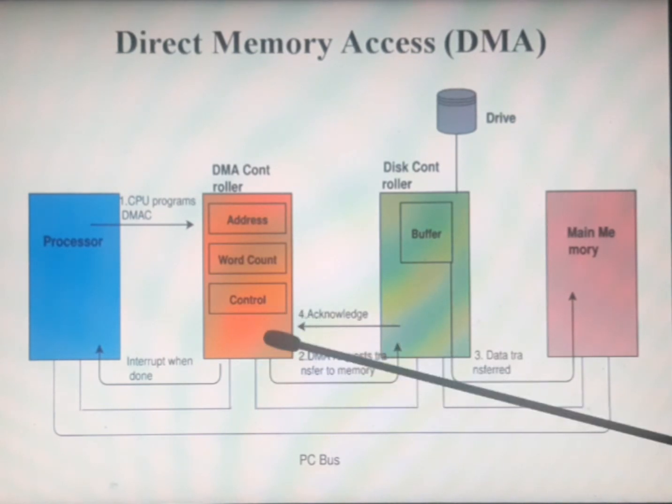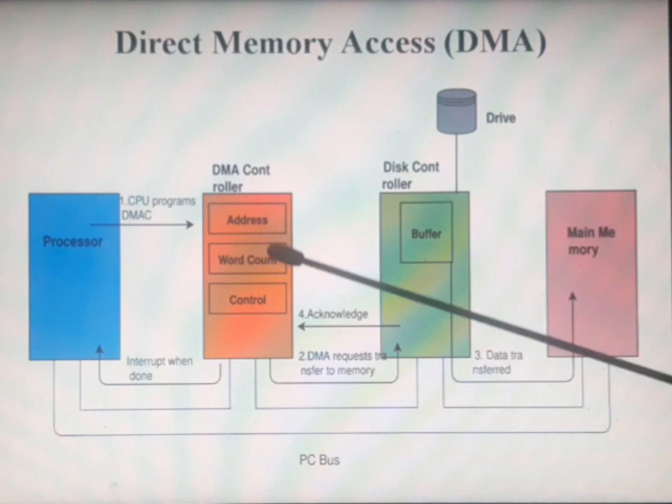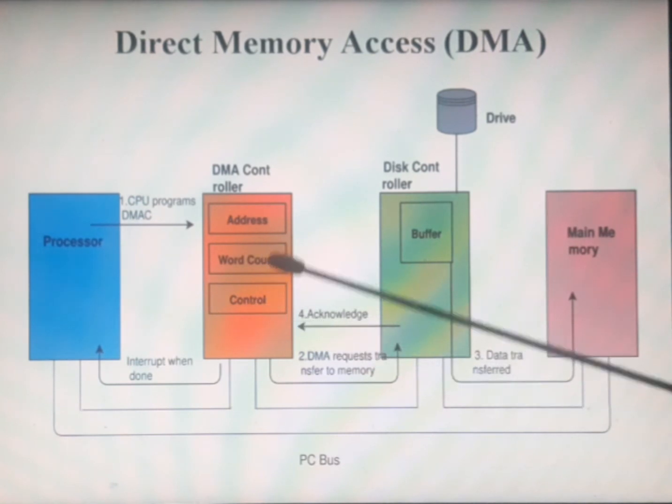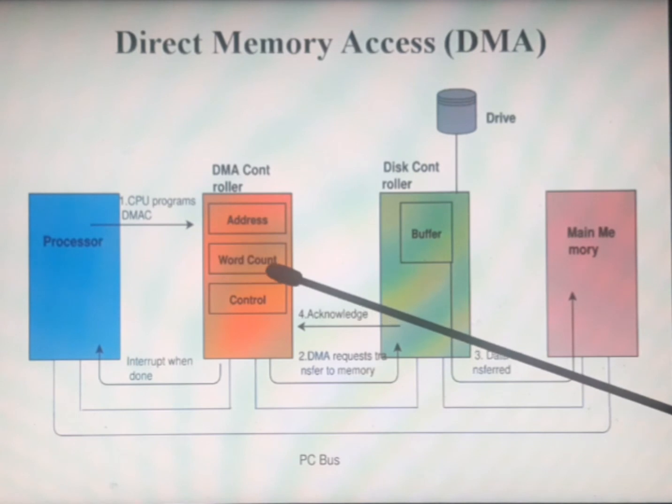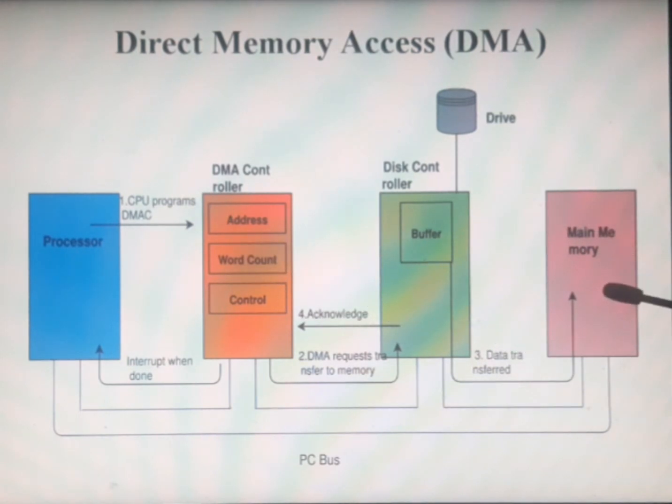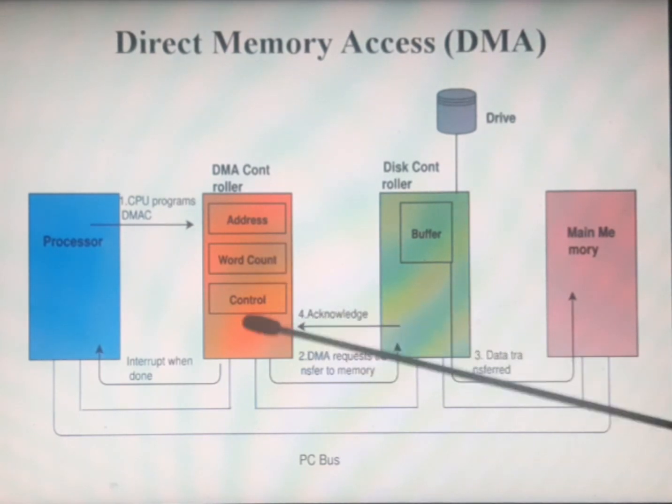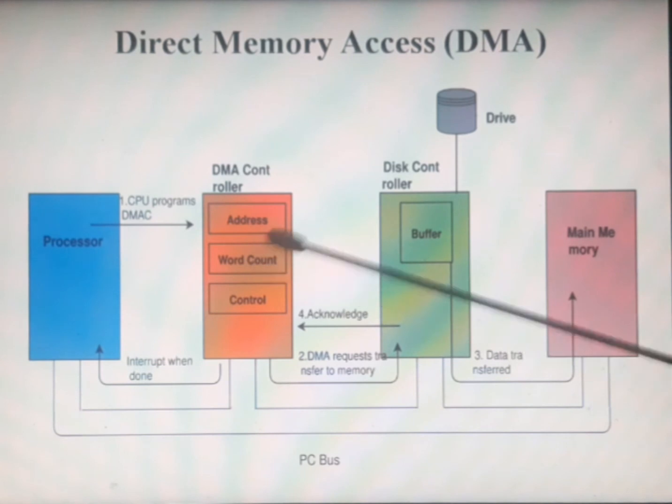After receiving the acknowledgement, it will check the address, word count and control. If the count is not equal to 0, it means memory is not allocated, so it will repeat the process again. It will tell the disk controller to transfer the data from the drive to the internal memory, and after that to transfer the data from the internal buffer to the main memory, and then the acknowledgement is sent. If the count is equal to 0, then that information is finally given to the processor.